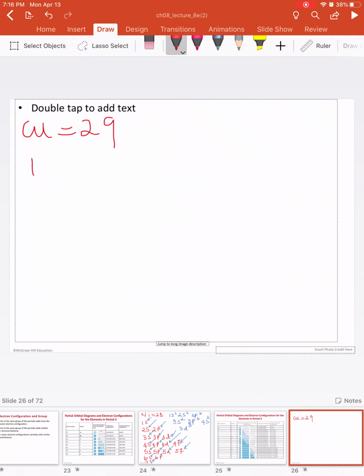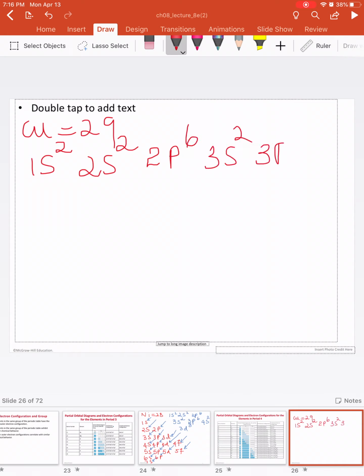First, it's 1s2, 2s2, 2p6, 3s2, 3p6, 4s2, 4p6. After 4s2 comes 3d10. Okay, 4s2 and then comes 3d10.